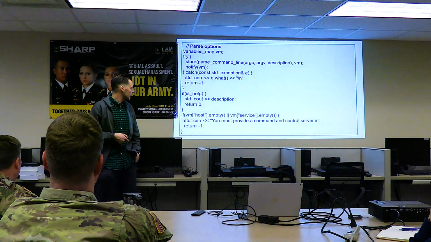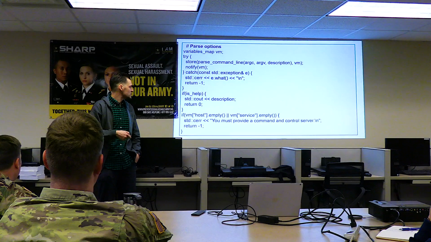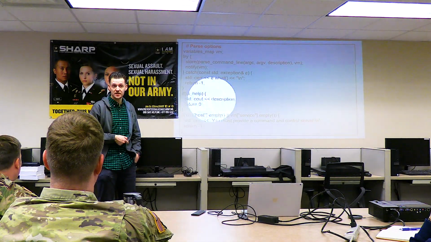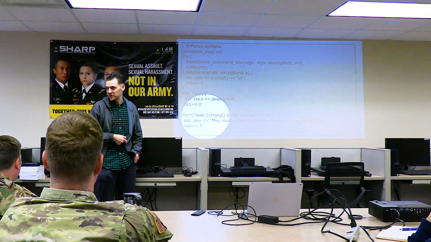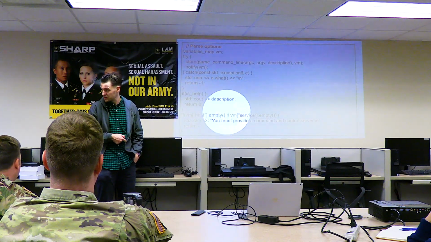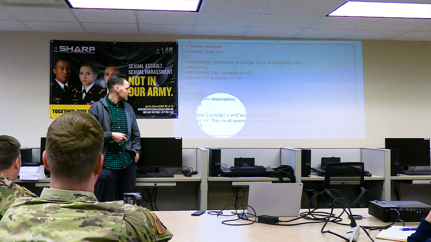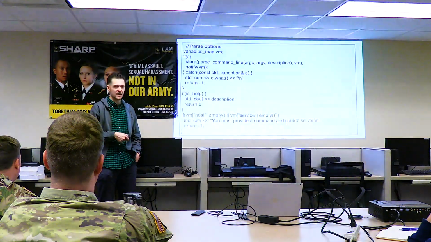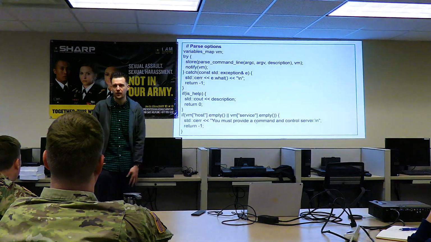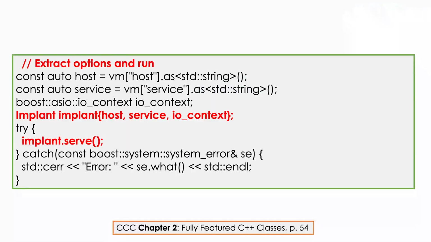Pretty straightforward. And then how you access the options that the user passed in from the command line is through this variable map thing. It looks exactly like a Python dictionary, right? You just use the square brackets and give it the name of the option that you're trying to pull out, and then you're good to go. So in this case, we're going to check and make sure that it gave us a host and a service, right? Like a host and a port, so that we know where to reach out. Pretty straightforward.